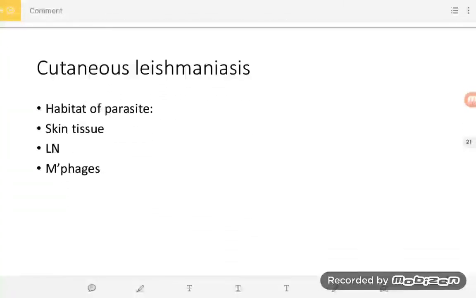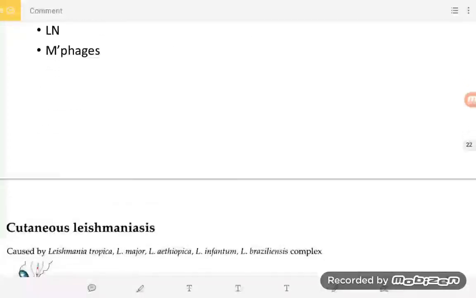Cutaneous leishmaniasis. The habitat of the parasite is normally skin tissue, lymph nodes, and macrophages. If you know the habitat, we can identify the specimen. Sometimes in your exam they may ask for the possible specimen. So if you know where the parasite is present in cutaneous leishmaniasis, then you can guess the specimen: skin biopsy, lymph node aspirate or biopsies, and others.